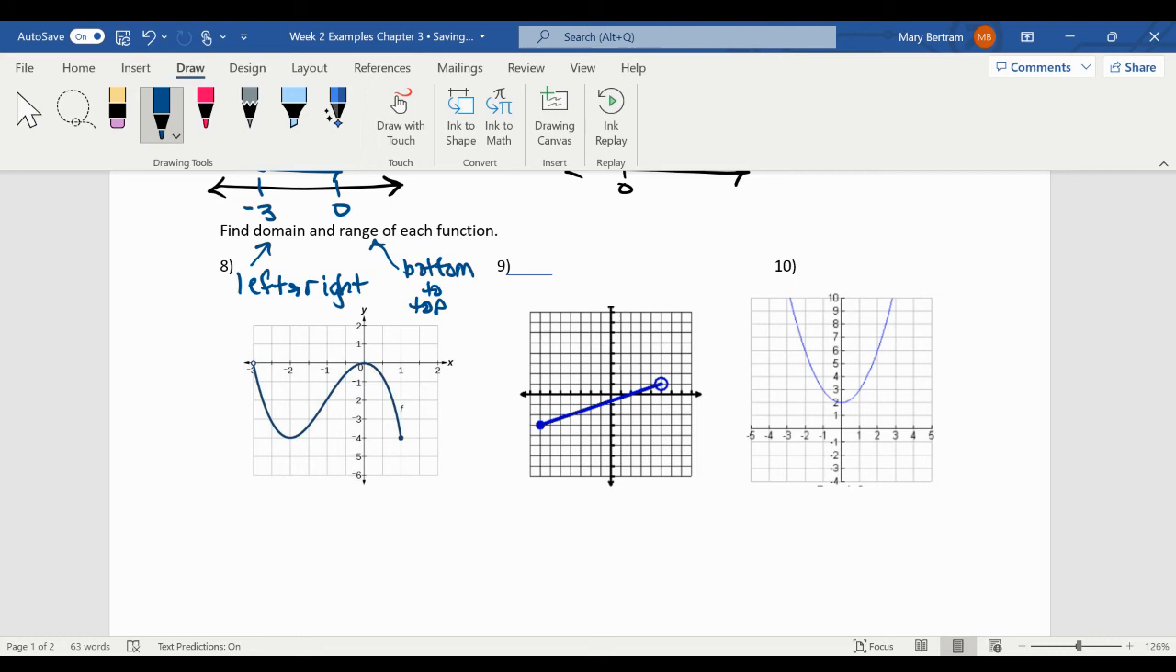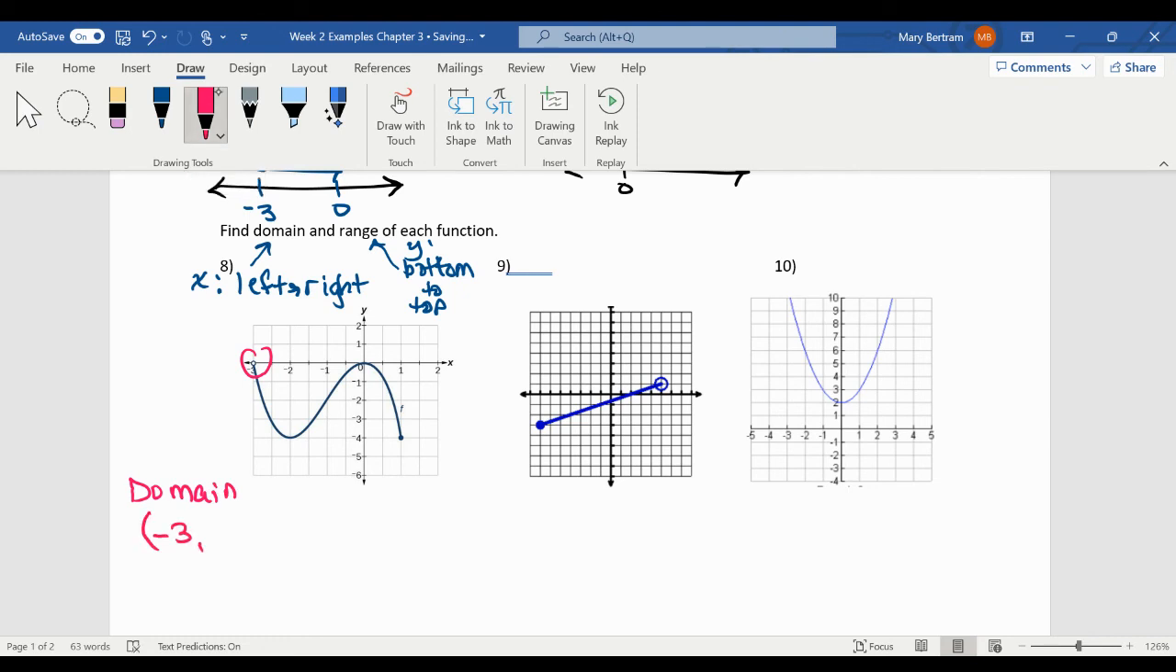Okay, so let's look at number 8. Left to right, what's the furthest? Remember, x is domain, y is range. So the furthest to the left, the x value is -3. Notice it's open, so that's a parenthesis, -3.